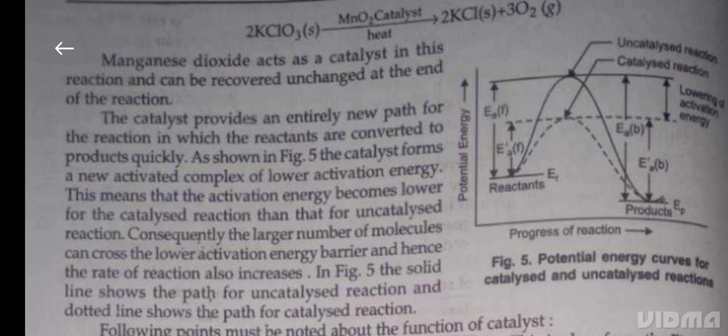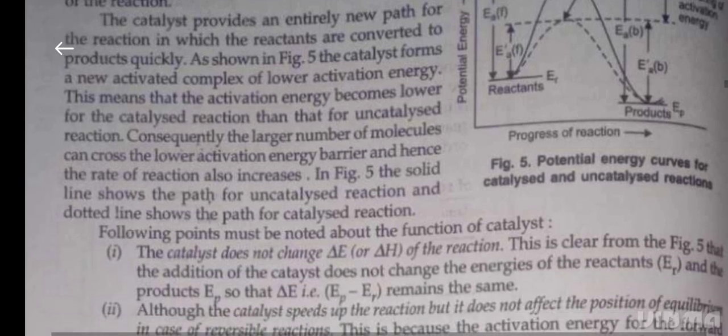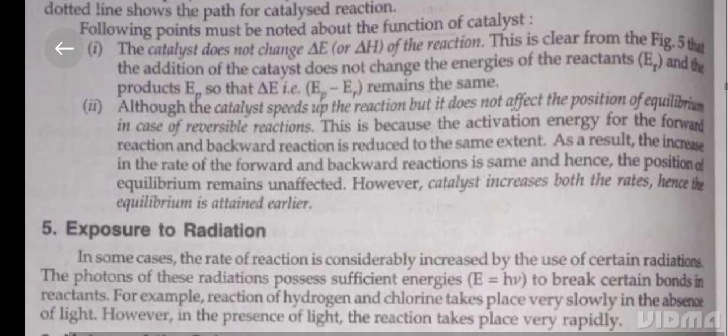The catalyst provides an entirely new path for the reaction in which the reactants are converted to products quickly. As shown in figure 5, the catalyst forms a new activated complex of lower activation energy. This means that the activation energy becomes lower for the catalyzed reaction than that for the uncatalyzed reaction. Consequently, a larger number of molecules can cross the lower activation energy barrier, and hence the rate of reaction increases. In figure 5, the solid line shows the path for uncatalyzed reaction and the dotted line shows the path for catalyzed reaction. The following points must be noted about the function of a catalyst.